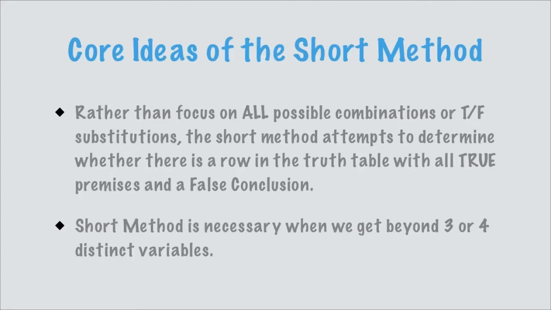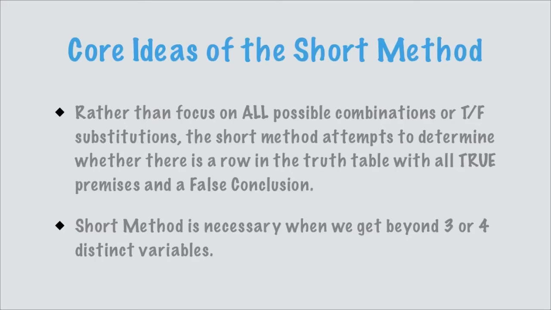So the core ideas are this. When we do a regular truth table, we insert every possible combination of trues and falses for each of the premises. Depending on how many possible combinations there are, determined by our little formula, we go through and put every single one of those possibilities in there, and then we look and read across and say, is there any row in the joint truth table for each of the premises and conclusion in which the premises are true and the conclusion false?